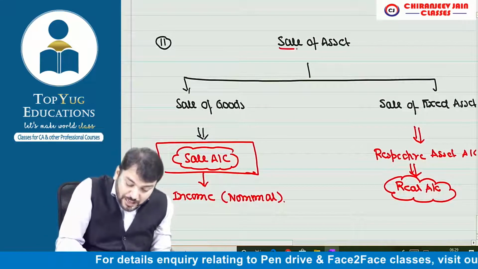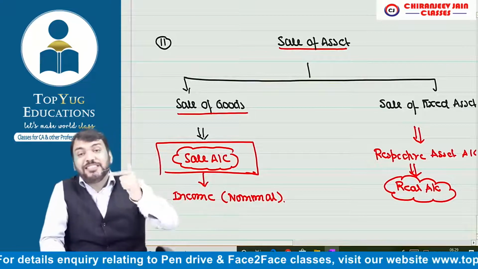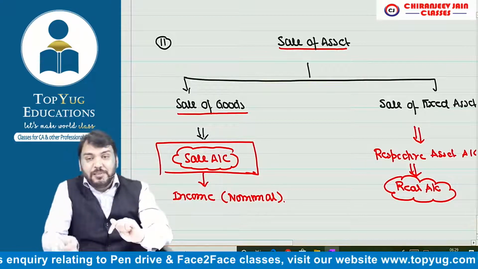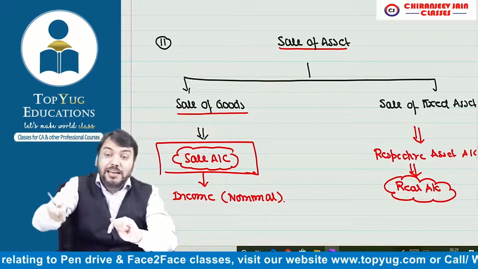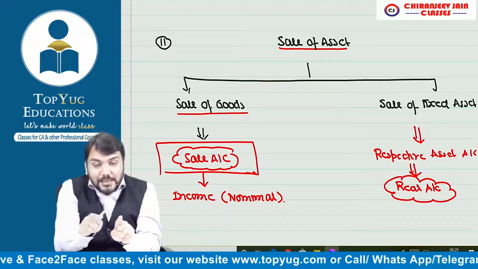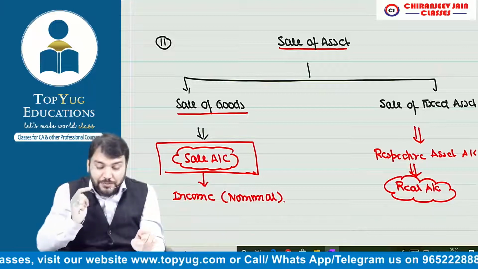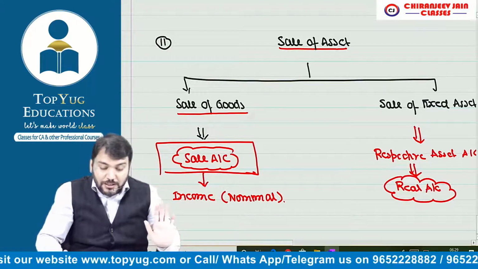The first, sale of asset. If it is sale of goods, then we'll open sales account. Sales account means now you have sold it, so income has been generated. So sales is an income. Income is a nominal account. Correct? Understood? Understood this point?